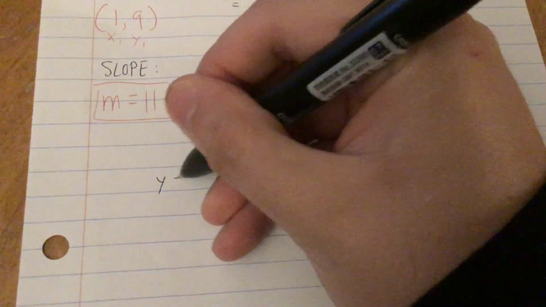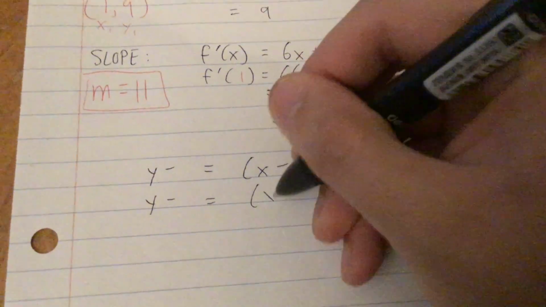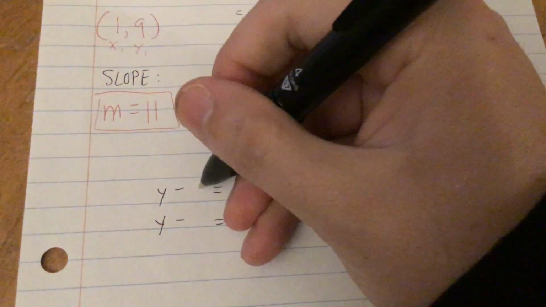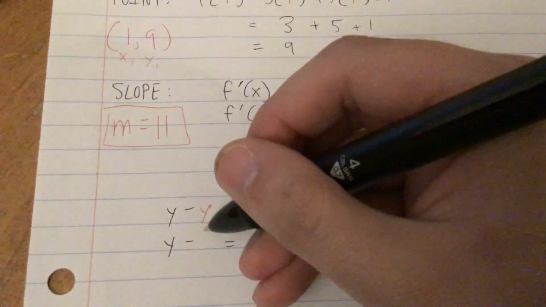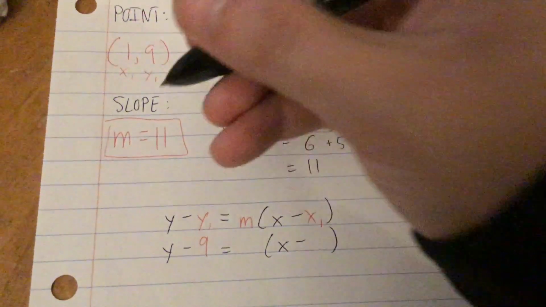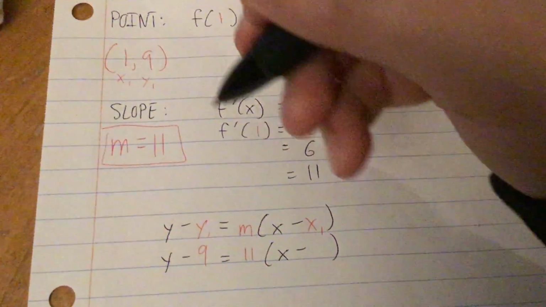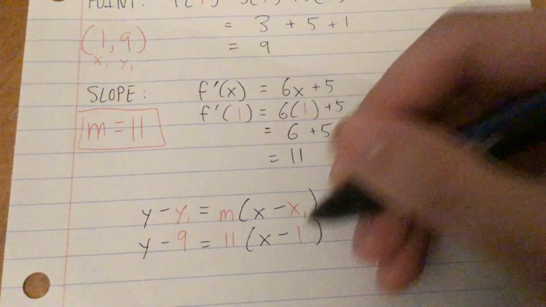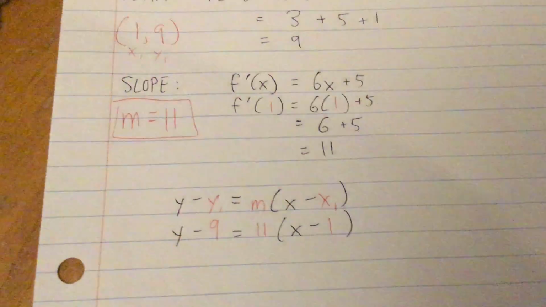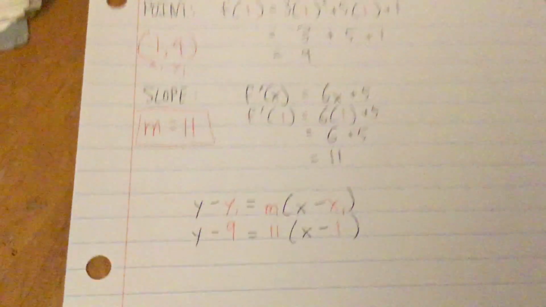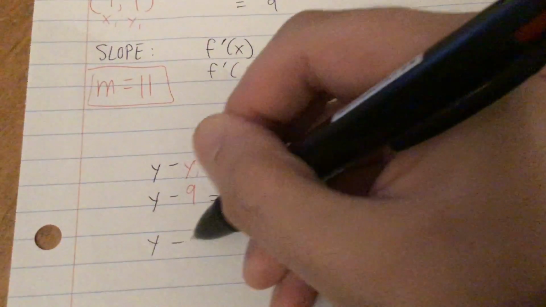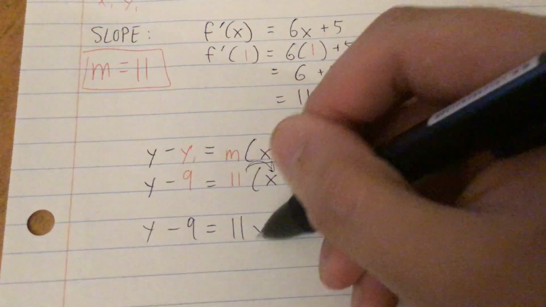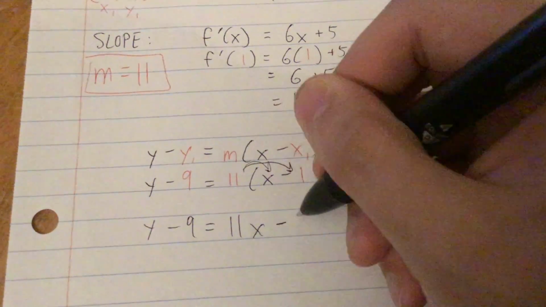y minus y1 equals m times x minus x1. So without further ado, here's the formula. Let's plug them in. y1 is 9, so I've got y minus 9 is equal to the slope m, 11, times x minus x1, which is 1. So now, do I have any double negatives I need to worry about? No. So I'm going to distribute the 11. y minus 9 is equal to 11x. 11 times negative 1 is negative 11.